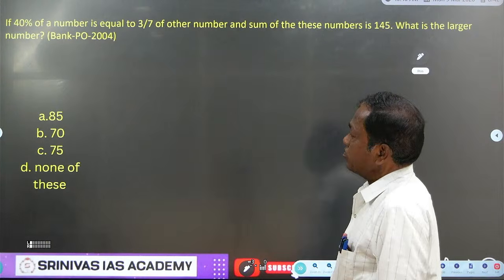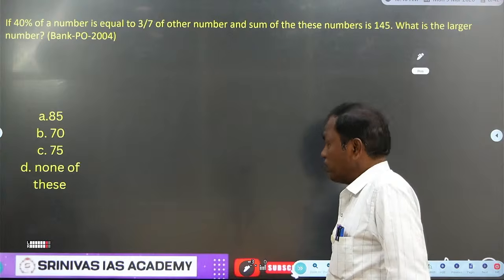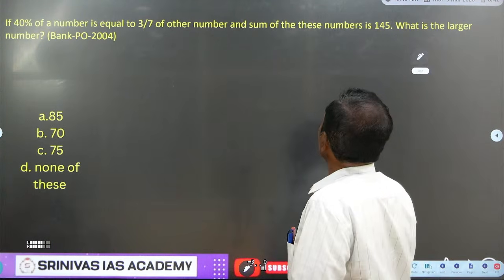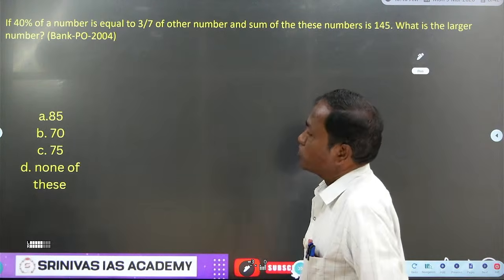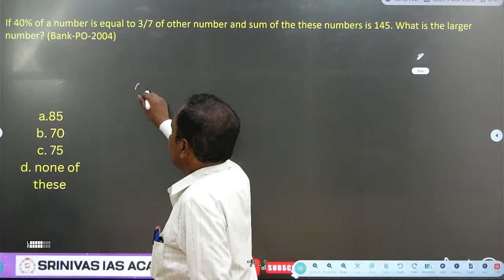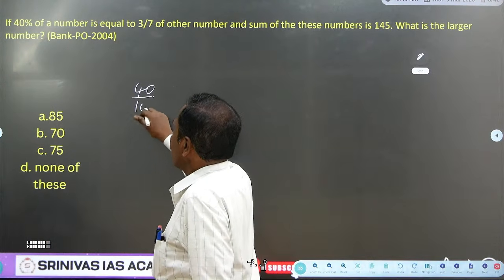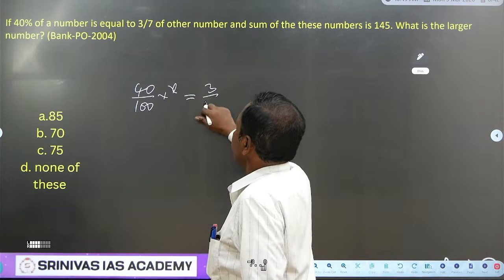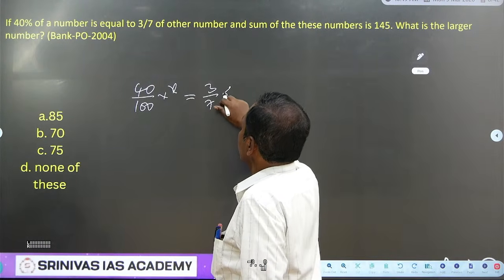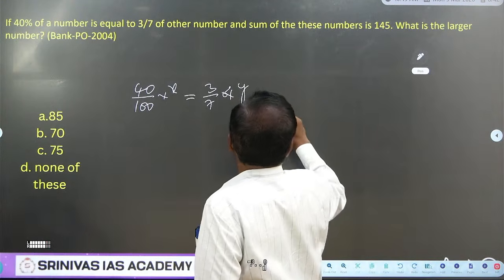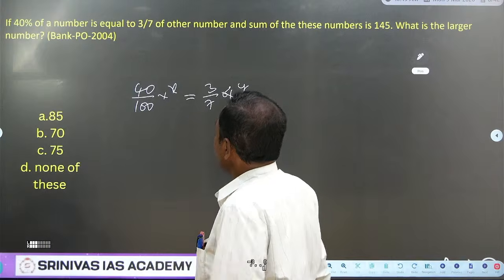Right. If 40% of a number is equal to 3/7 of another number and the sum of these numbers is 145, what is the larger number? Okay, so it looks a little long. 40% of a number is equal to 3/7 of the other number. The sum of these numbers is 145.